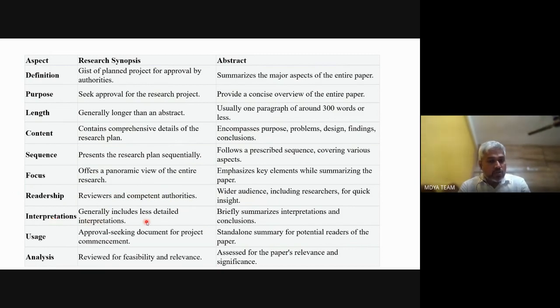Interpretations generally include less detailed interpretations, and an abstract briefly summarizes interpretations and conclusions. Usage, an approval-seeking document for project commencement or for research commencement. A standalone summary for potential readers of the paper. And as an aspect of analysis, it is reviewed for feasibility and relevance, and an abstract is assessed for the paper's relevance and significance. I hope you understand the difference between an abstract and a research synopsis.